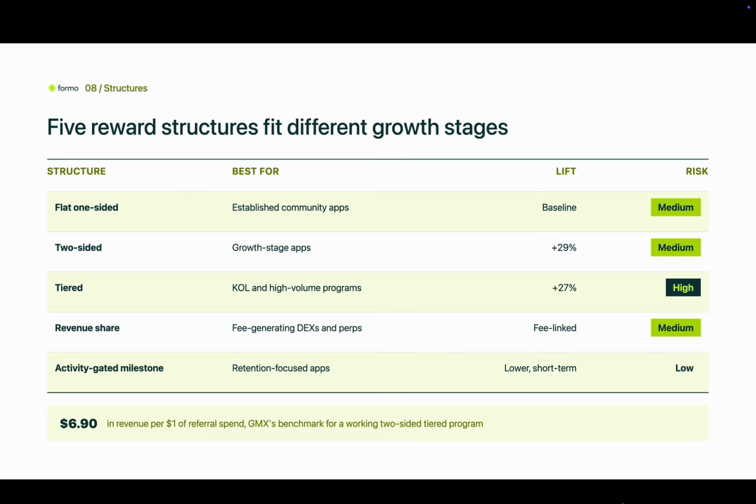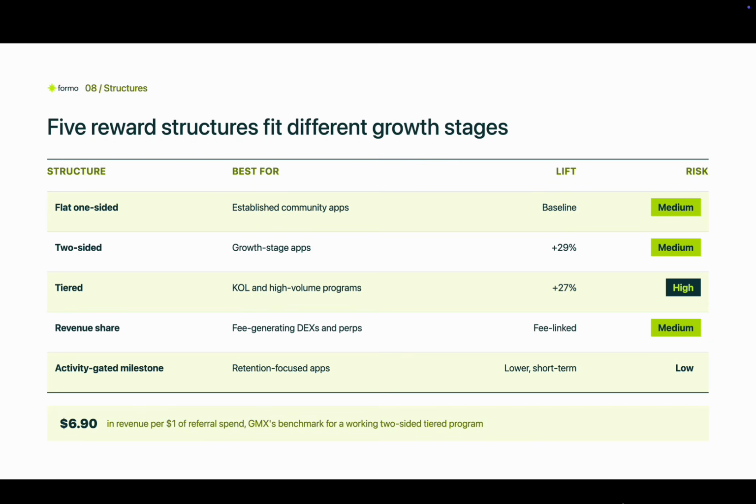Third is a tiered program, which generates 27% more referrals than flat reward structures. Rewards increase as the referrer generates more qualified activity. This works particularly well for KOLs, affiliates, and high-volume referrers, although it can increase farming risk around tier thresholds. Fourth is revenue share. The referrer earns a percentage of the fees generated by referred users. This is particularly well suited to DEXs and Perpetuals platforms.